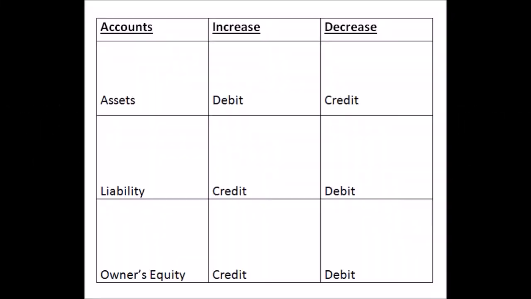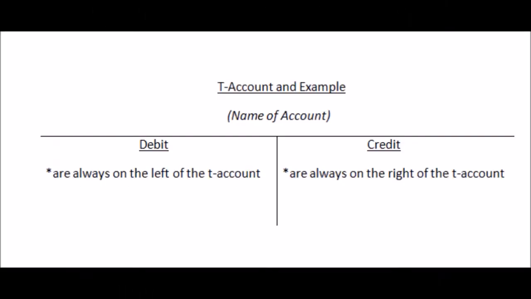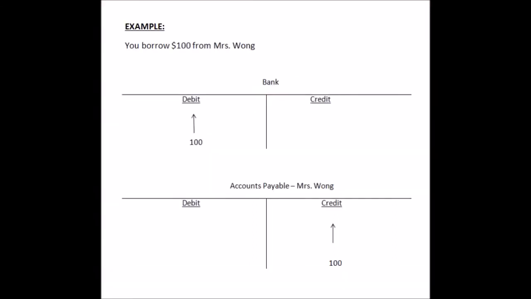Okay, today I'll be talking about how transactions are recorded using the debit and credit T accounts. There's something called the debit and credit theory which will help you understand T accounts much more. Okay, so debits are always on the left side of the T account and credits are always on the right.